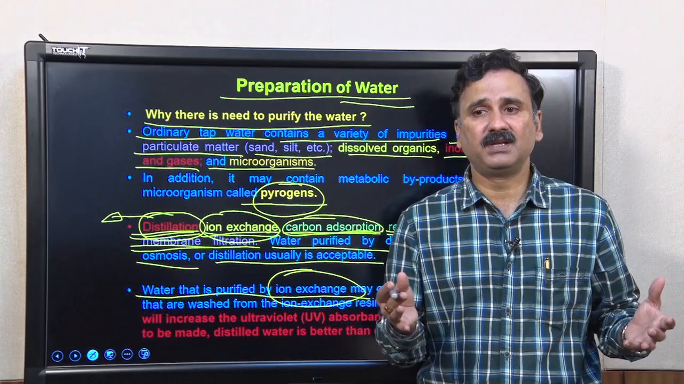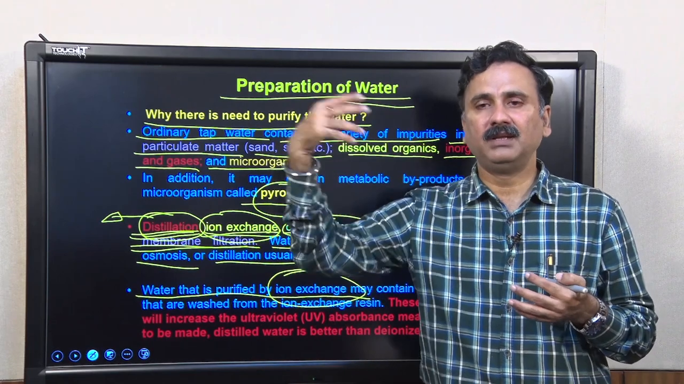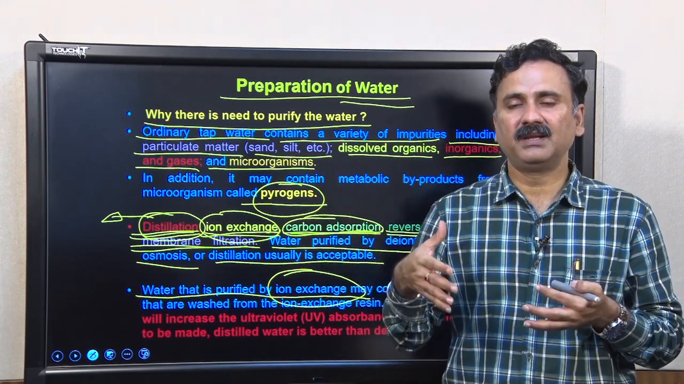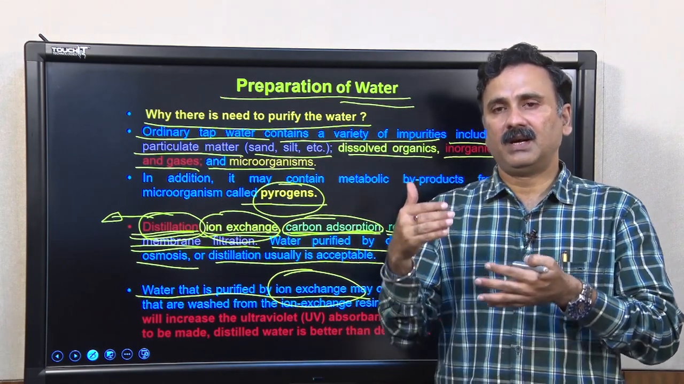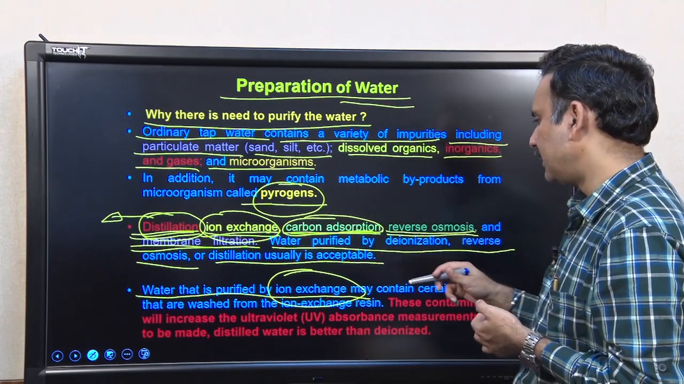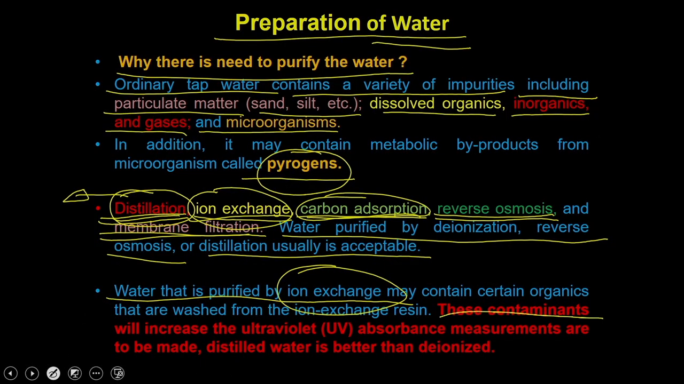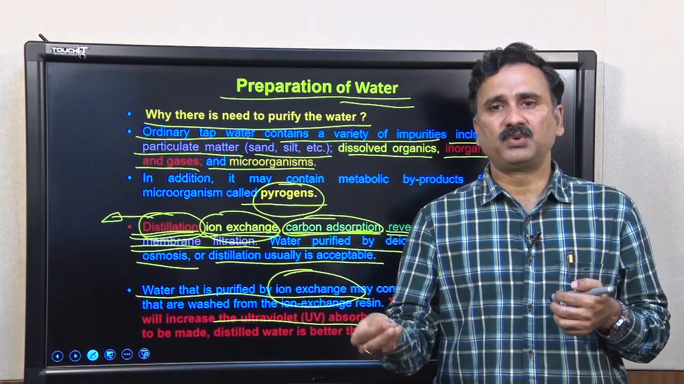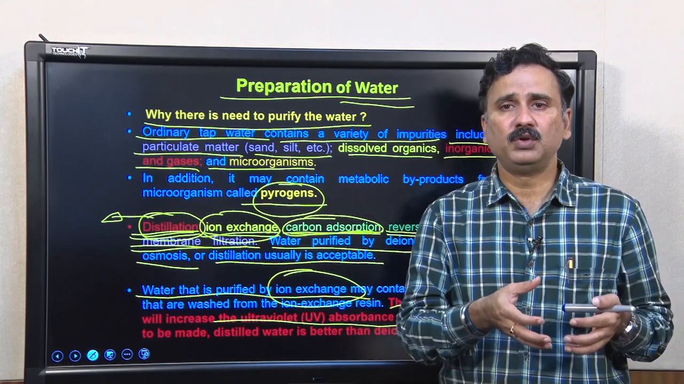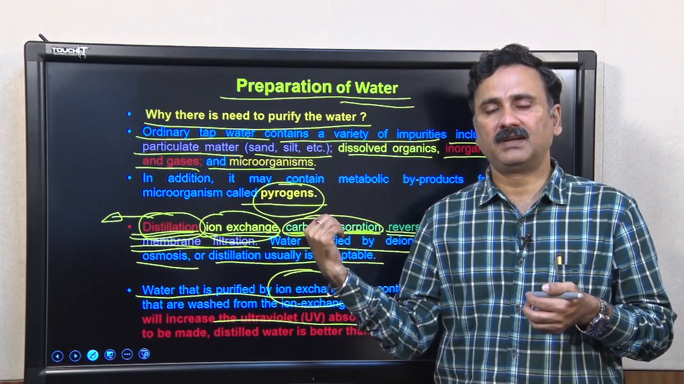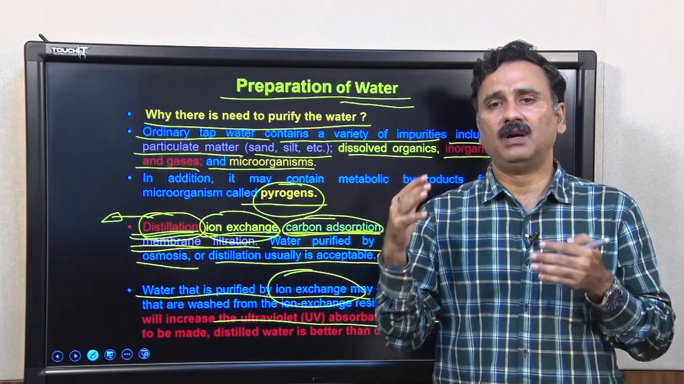As I said, if you are making deionized water, when you pass the water through an ion exchange matrix, some of the chemicals are leached from the matrix. It makes the water deionized, but at the same time the chemicals leached from the ion exchange column contaminate the water with organic substances, and these organic substances increase the ultraviolet absorption of that water. That's why if you are doing absorption experiments, like measuring the absorption of solutions prepared in water, you should not use deionized water. Instead, you can use water prepared by distillation, because that is not going to add these organic substances, and it is not going to increase the absorbance of the water in the UV range.